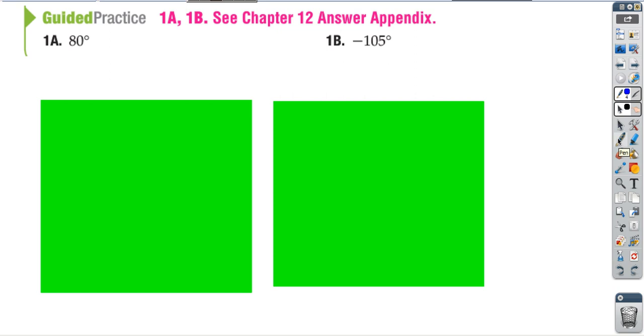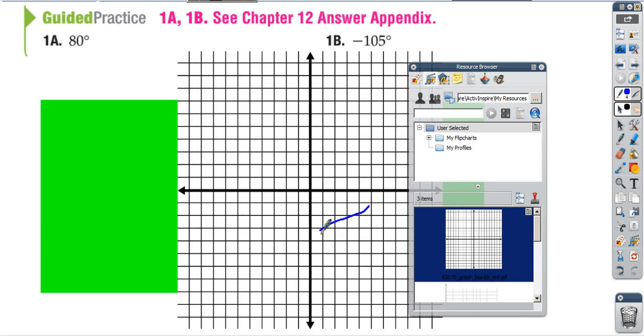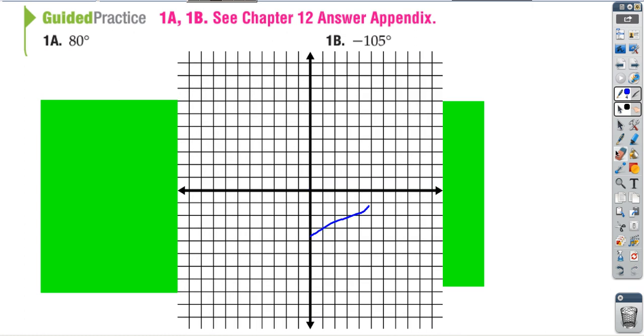Alright, let's do a couple more here. So let's put this graph right here. Let's do both of these. Let's do 80 degrees. So here's our terminal side. Remember, 90 is here, so 80 would be a little bit less than that. There's an 80 degree angle. And then this one right here is going to move clockwise instead. So negative 105. Here's negative 90, so we're going to go a little bit past there. So we'll start right here. And then there's negative 90, negative 105, a little bit past that right there. So approximately like that.